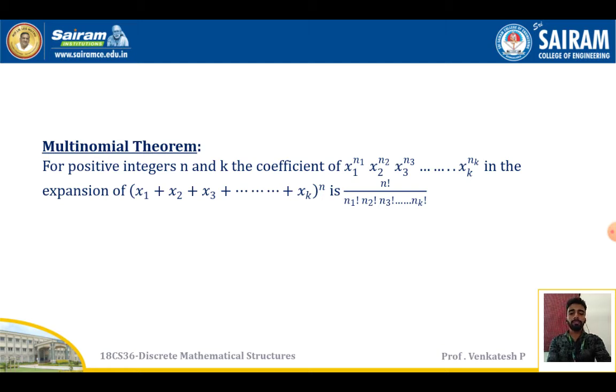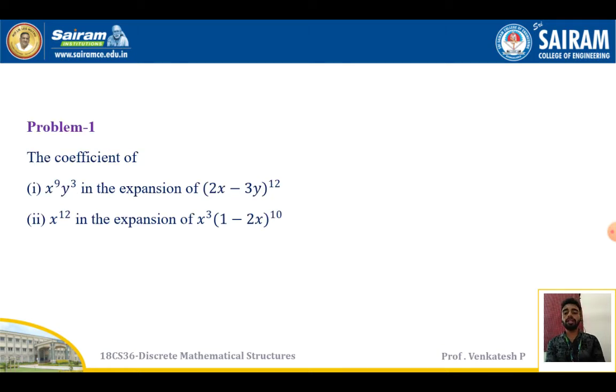So now we will discuss some problems on binomial and multinomial theorem. The problem is like this. Find the coefficient of x^9 y^3 from the expansion of (2x - 3y)^12. Second one is find the coefficient of x^12 from the expansion of x^3 (1 - 2x)^10. To expand this, since the problem contains two variables here, I'll be using binomial theorem.